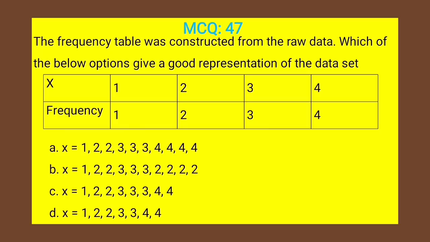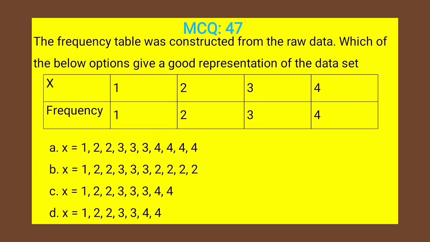Then question 47. A frequency table was constructed from raw data. Which of the following options gives a good representation of the data set? From the table here that we have, the x and the frequency. So we have x is 1, and the frequency is 1. Then x is 2, and the frequency is 2. Then x is 3, frequency is 3. Then x is 4, frequency is 4.